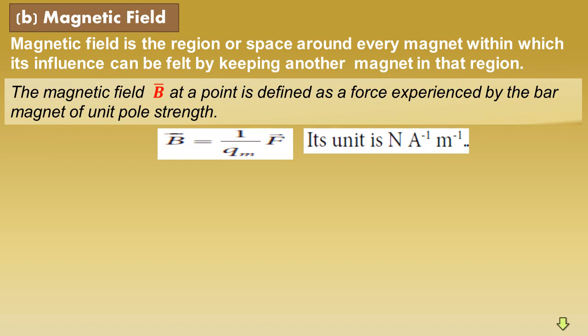The magnetic field B vector at a point is defined as the force experienced by a bar magnet of unit pole strength. B vector is equal to 1 by Qm into F vector. Newton ampere minus 1 meter minus 1 is the unit for this magnetic field.